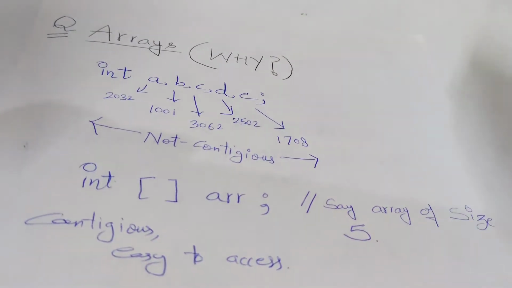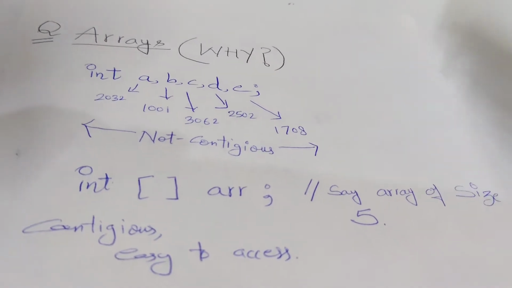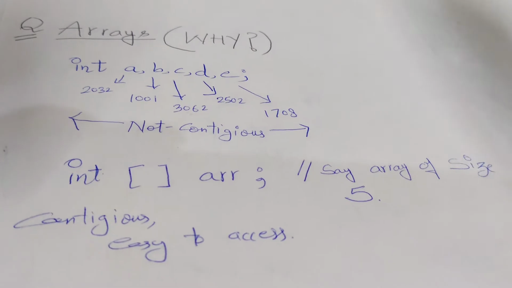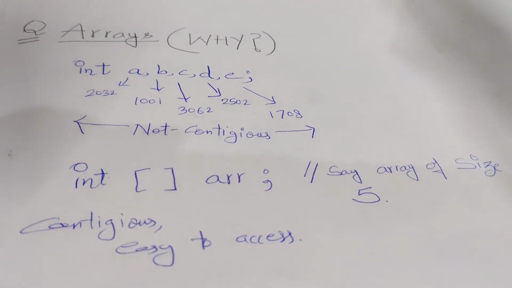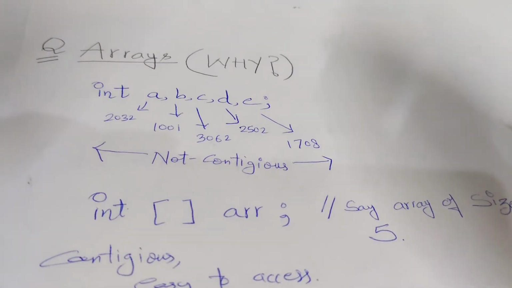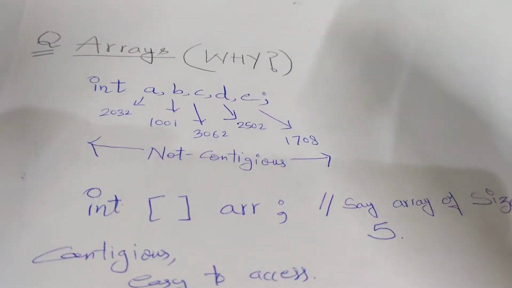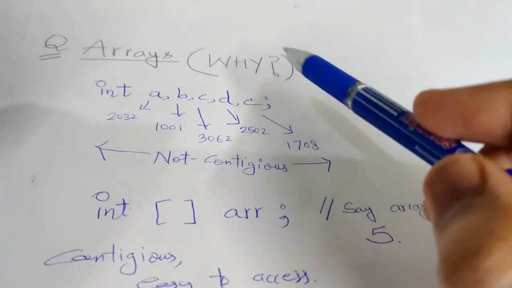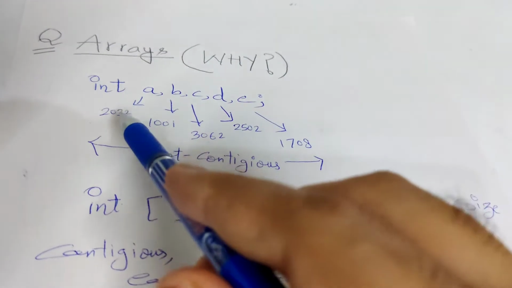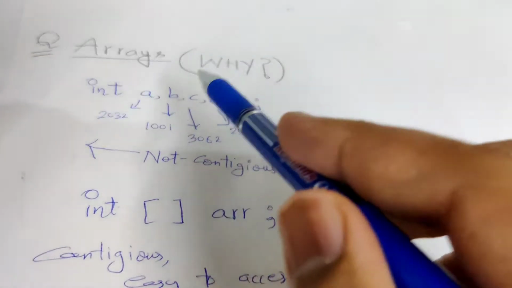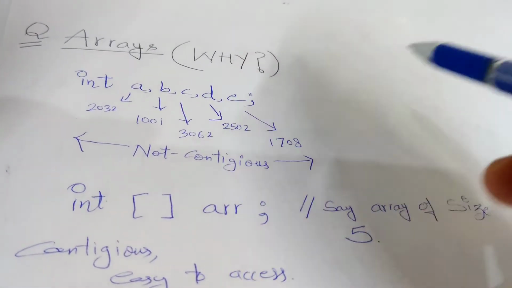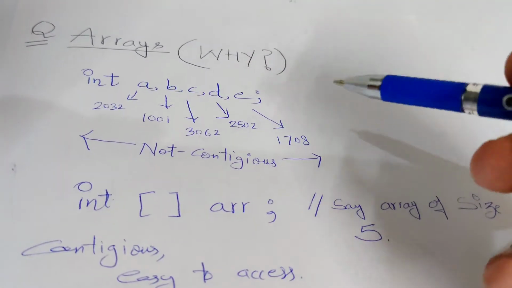He asked, okay, tell me something about arrays. Like why arrays? We can declare 5 or 10 variables, int, float, whatever you want. Then what is the need of arrays in programming? So I said, sir, let us imagine we have to declare 5 variables, int a, b, c, d, e. Their address locations are not contiguous in nature. Like some addresses may be 2032, 1001, 3062 and so on and so forth. So accessibility becomes harder here.